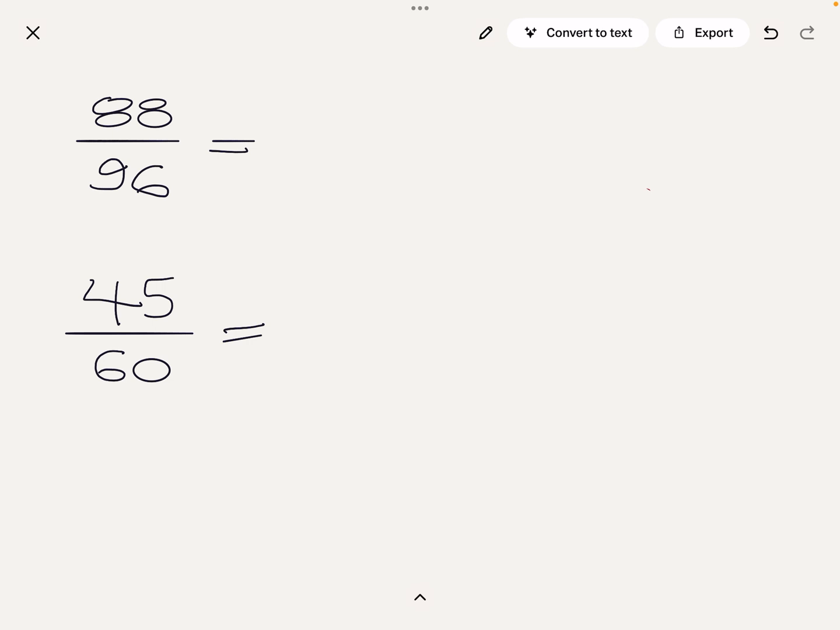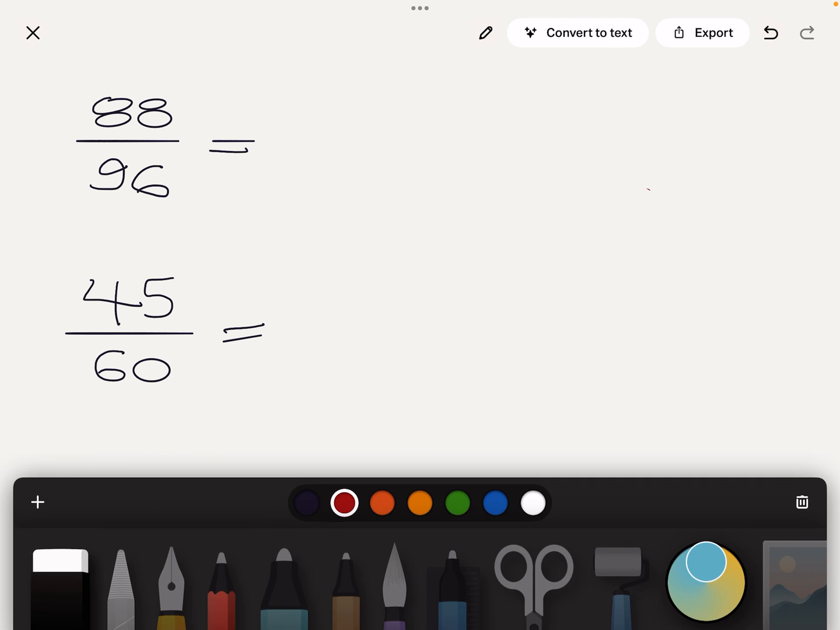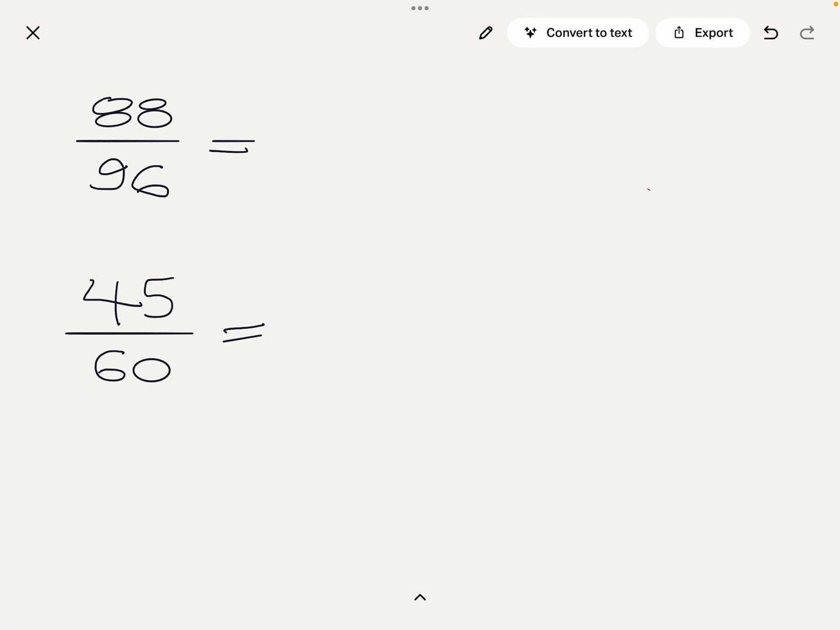So the best way to do that is to factor both numbers, and then we will divide both the numerator and the denominator by the greatest common factor, the biggest number that's in both lists. So we'll go ahead and factor 88. I'm going to put it down here. So we'll have 88 down here, and we'll do 96 right below it. So the factors of 88 are 1 and 88.